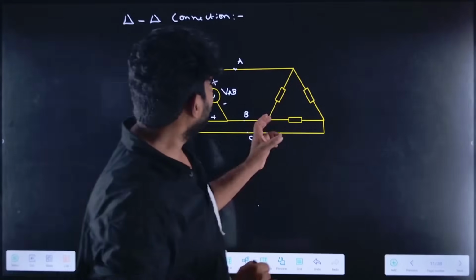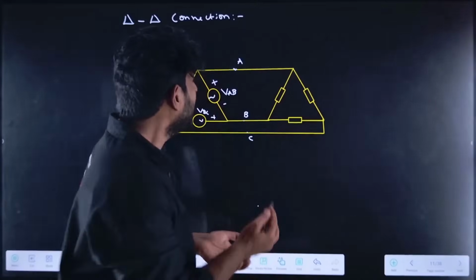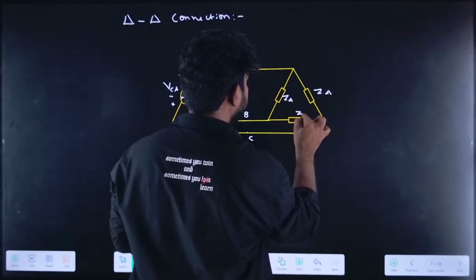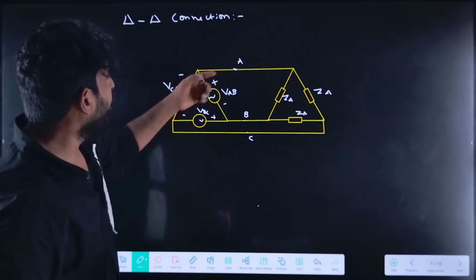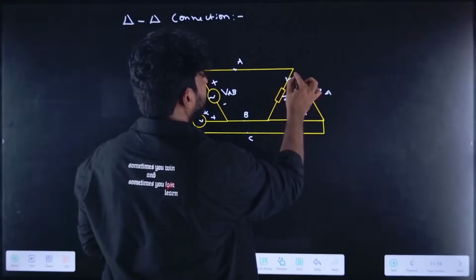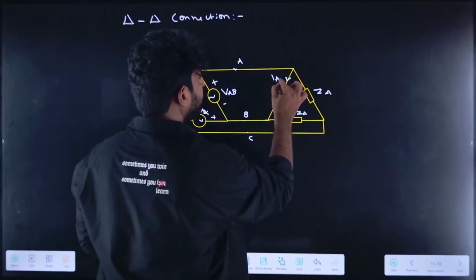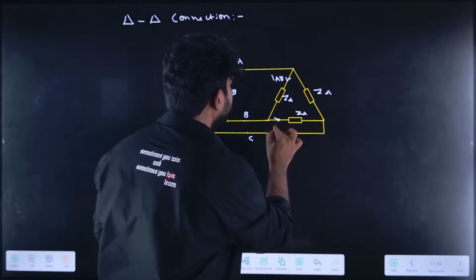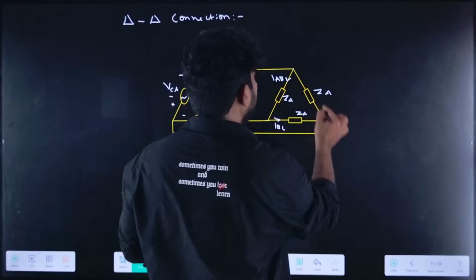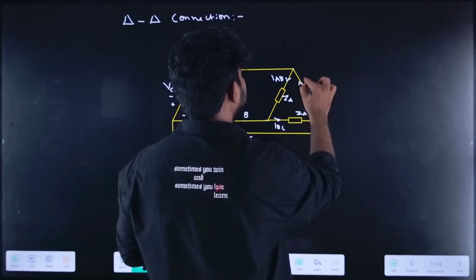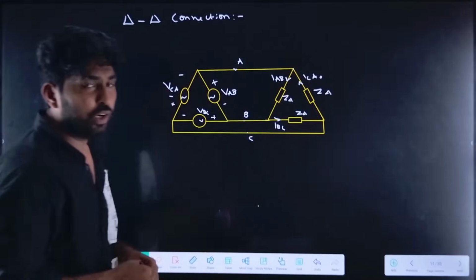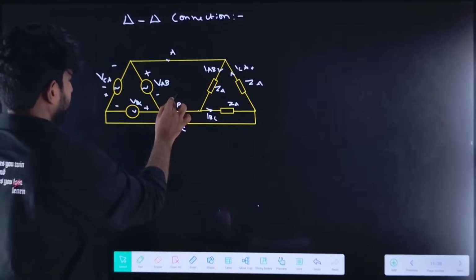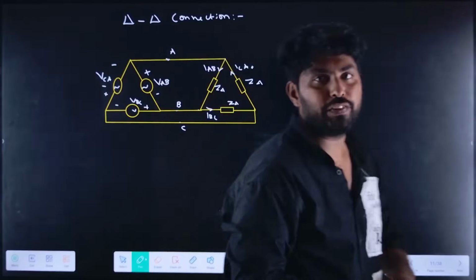Now we have the load, which is also connected in delta, and let us assume each branch is Z delta. The current flowing through the A and B phase is IAB, the current flowing through the B and C phase is IBC, and the current flowing through the C and A phase will be ICA. Now let us find the line currents and phase currents for this circuit.